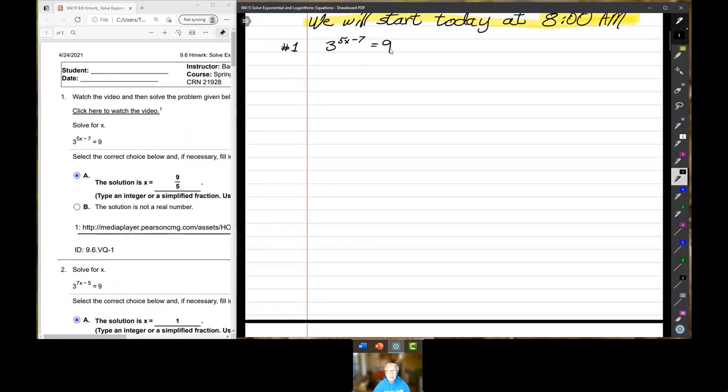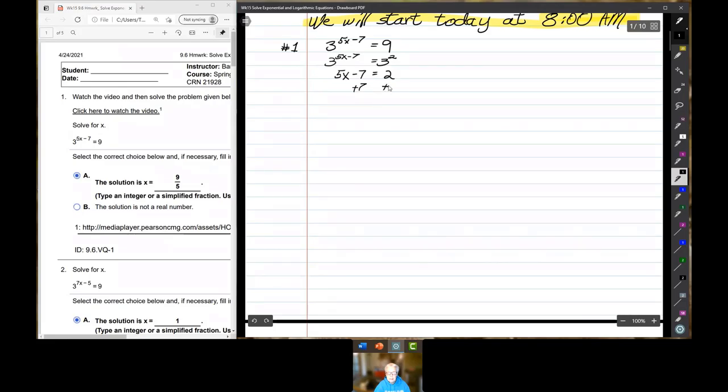For instance, everybody knows that 9 is 3 to the second power. I mean, that is definitely not rocket science. So the easiest way to do this is to say 3 to the 5x minus 7 equals 3 to the second power. I mean, duh. And if the bases are the same, the exponents have to be the same, right? So 5x minus 7 equals 2. All right, now, all we have to do is solve this equation.